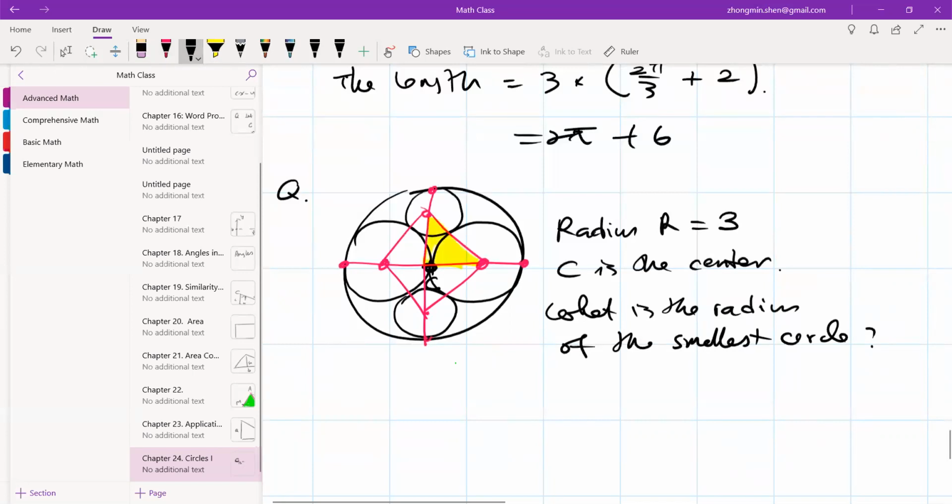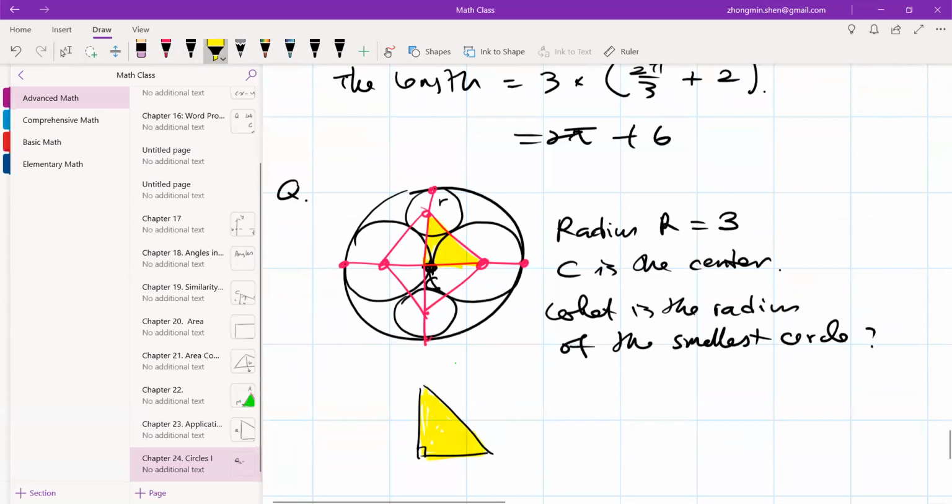Right? The smaller circles radius are called little r. So let's try to express the 3 sides in terms of a little r, okay? In terms of little r, let's try to apply, so this is a triangle, right? We're going to work on.